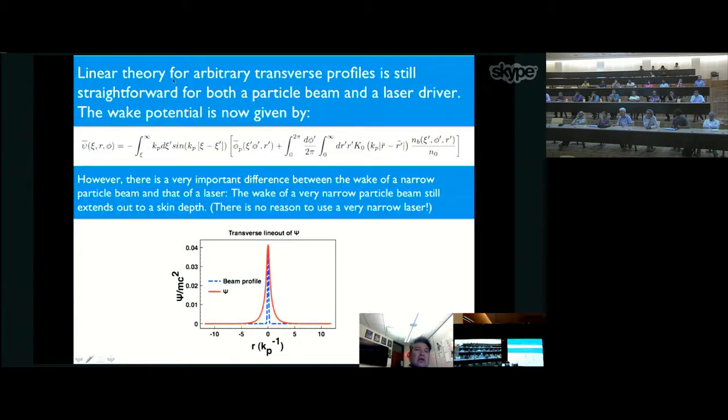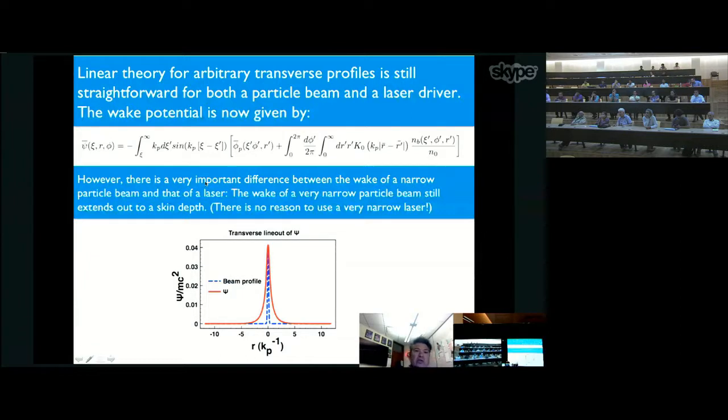Now, you can also do linear theory for an arbitrary transverse profile. It is still straightforward for both particle beams and a laser driver. The wake potential in this case is now given as follows. Notice that for a laser pulse, where we have the ponderomotive potential, the result is unchanged. But for a particle beam, it's a little more complicated because you have this modified Bessel function, and you have to integrate along r and phi over the distribution of the beam, which you don't have to do when you have a laser pulse.